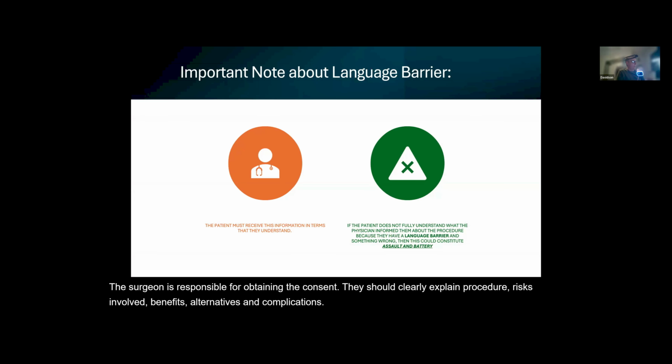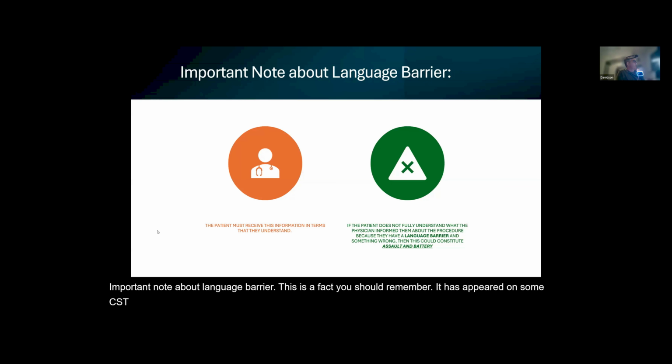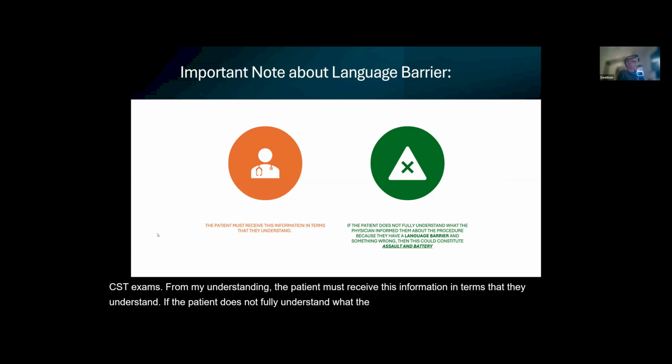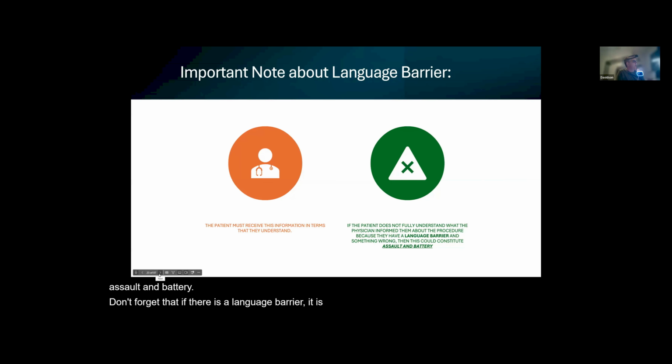Important note about language barrier. This is a fact you should remember. It has appeared on some CST exams, from my understanding. The patient must receive this information in terms that they understand. If the patient does not fully understand what the physician informed them about the procedure because they have a language barrier and something went wrong, then this could constitute assault and battery. Don't forget that. If there is a language barrier, it is considered assault and battery.